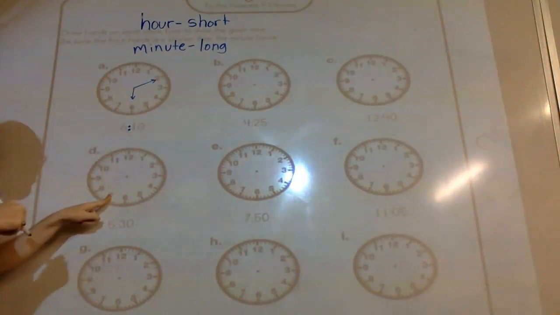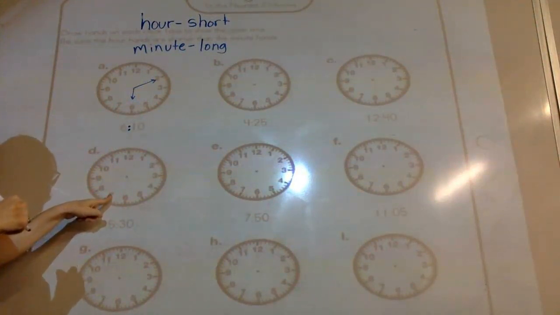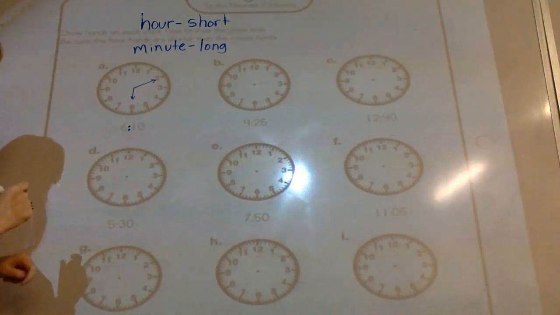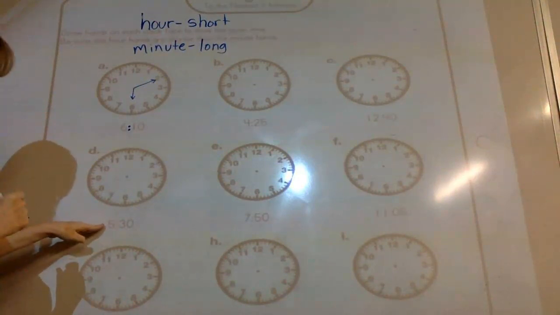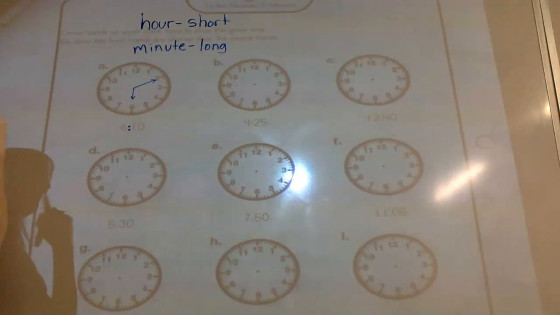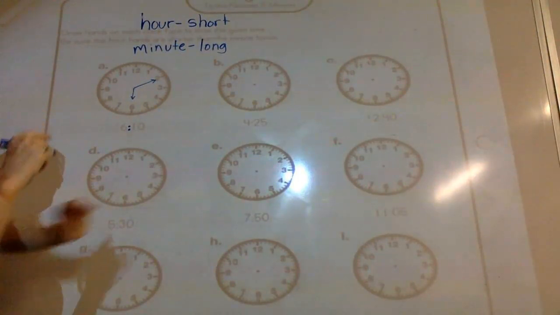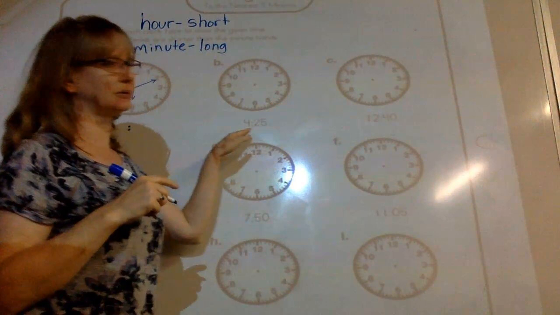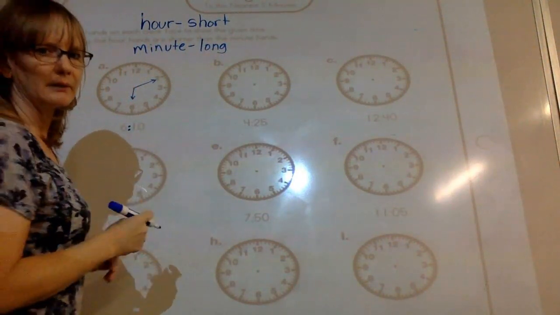Let's try D, because now we get trickier. 5:30. Oh, not quite yet. The next one will be tricky. No, maybe I should move to... Let's do B and C. These are harder than going straight down. Okay, B.